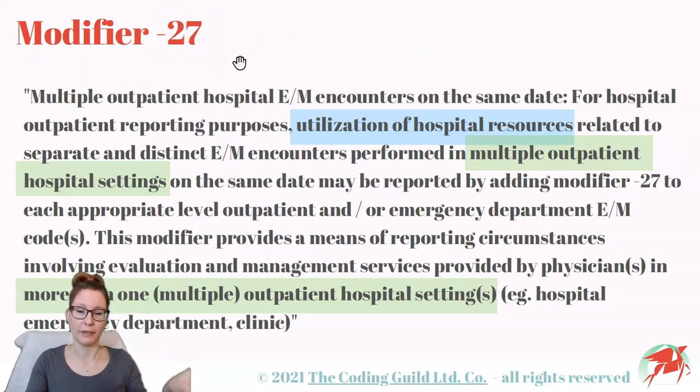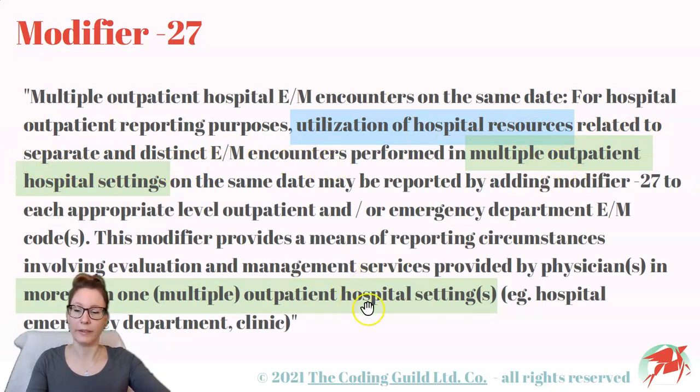In order to get the facility paid for all its material services, modifier 27 will need to be appended to the second and subsequent EM codes submitted by the facility. The official descriptor also emphasizes that this modifier exists in order to get the facility paid for the repeat utilization of hospital resources related to separate and distinct EM encounters.